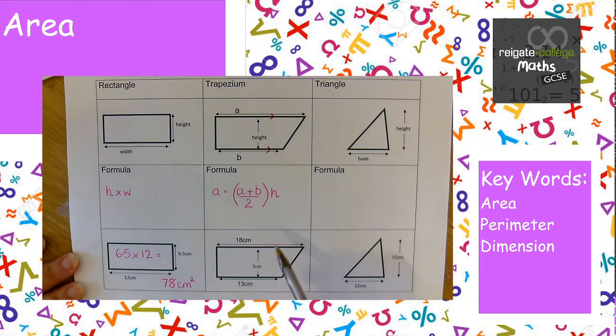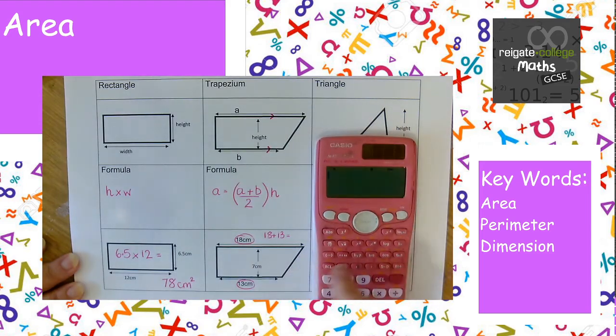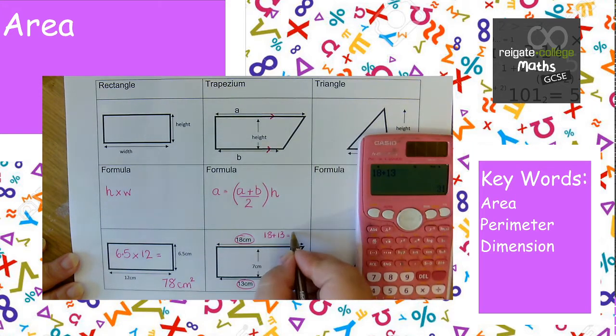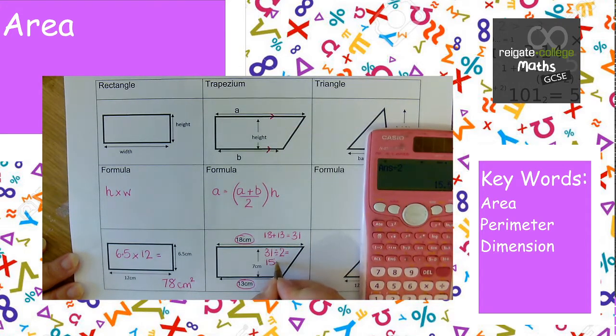So in my example here, I have a trapezium whose parallel sides are 18 and 13. So I'm first of all going to add together 18 and 13. 18 plus 13 gives me a total of 31. According to my formula now, I divide 31 by 2. Take that number as a decimal, is 15.5. I now use that 15.5 and multiply it by the height, which is marked up as 7.